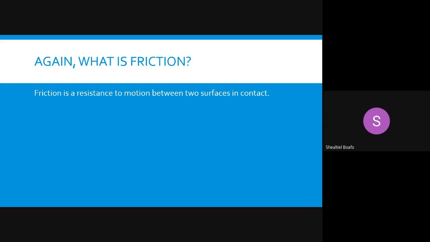Okay. So now, of course, we have two bodies in contact, for example, mass A and mass B. Now, what is the friction here? Mass A, mass B, what's the friction?